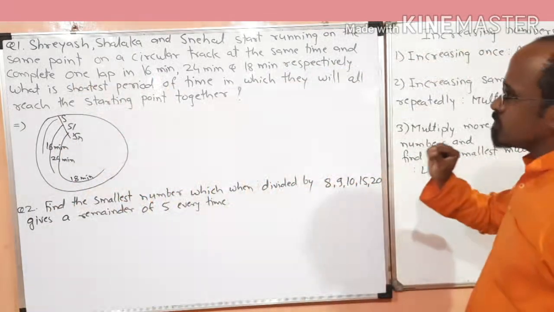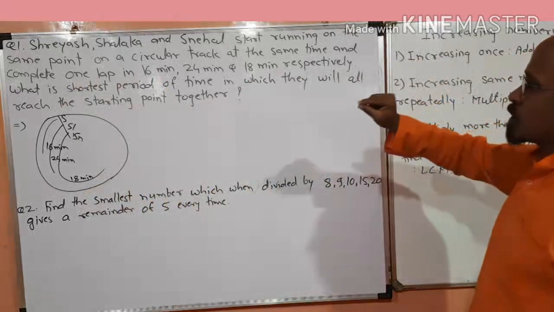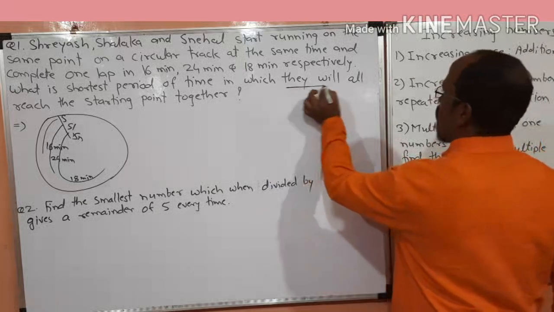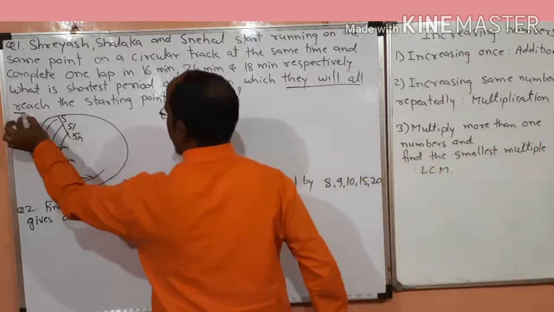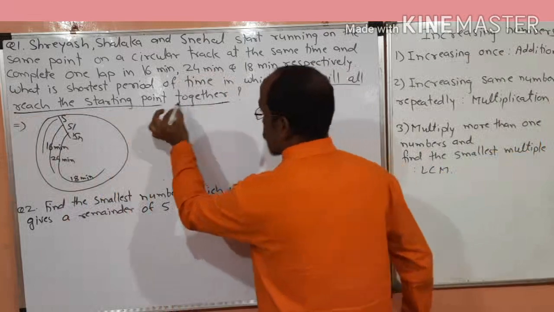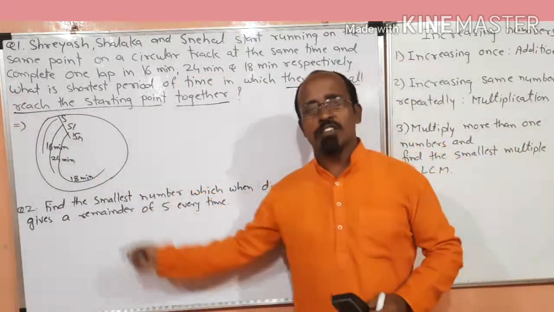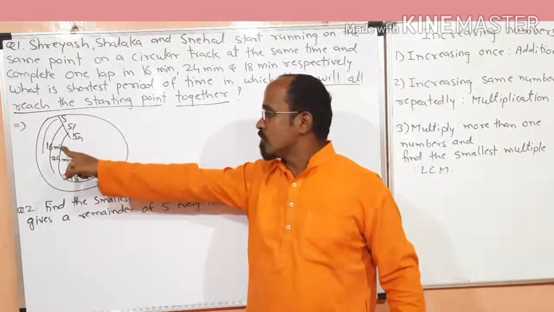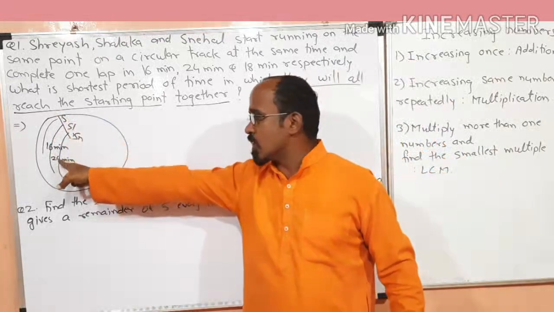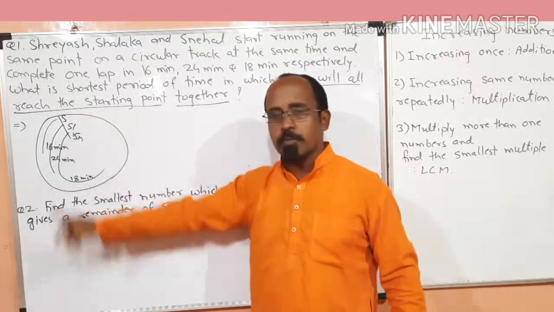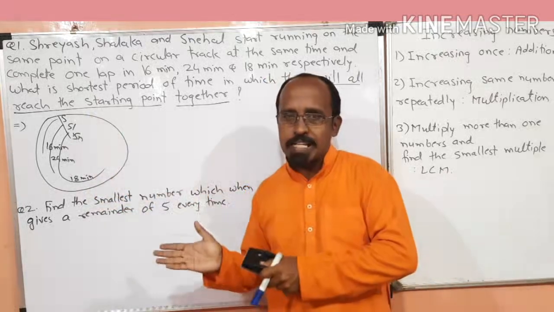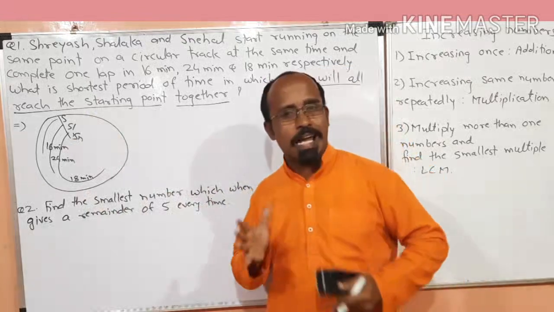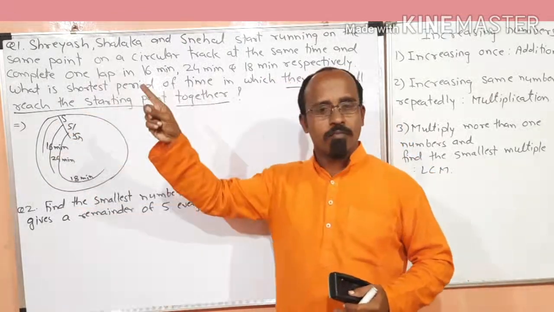Now, what is the shortest period of time in which they will all reach the starting point together? They will all reach the starting point, but together. Now friends, what will be the situation after the first round? The first person will reach after 16 minutes, the second after 24 minutes and the third after 18 minutes. So are they reaching together? No. Then to reach together, what do they have to do? They have to continue running, right?